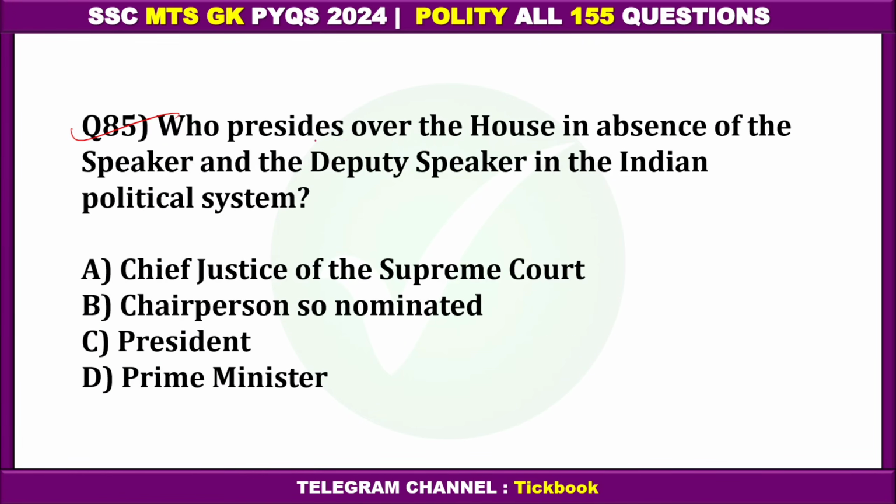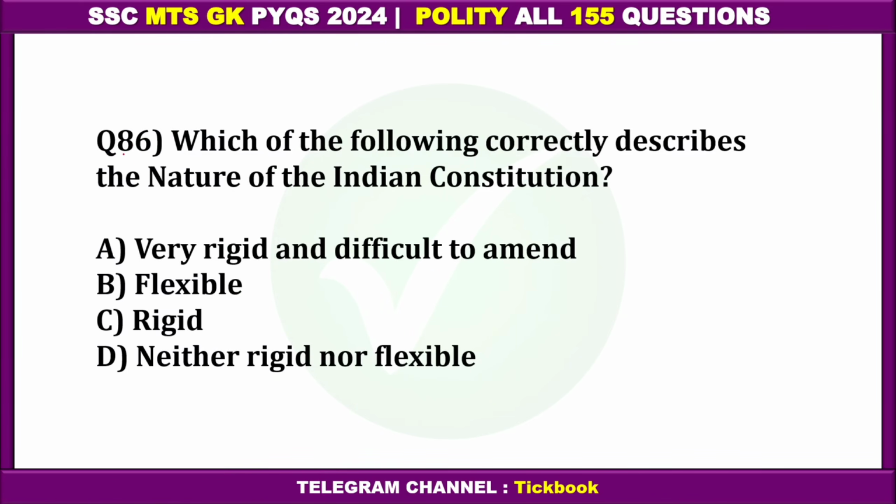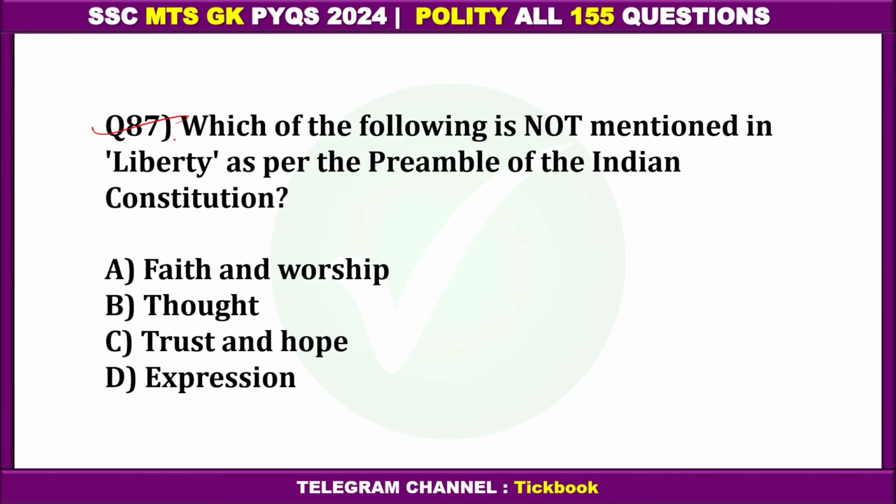Question number 85. Who presides over the House in absence of the Speaker and Deputy Speaker in the Indian political system? Option number B, chairperson so nominated. 86. Which of the following correctly describes the nature of the Indian Constitution? Number D, neither rigid nor flexible. 87. Which of the following is not mentioned in liberty as per the preamble of the Indian Constitution? Option number C, trust and hope.